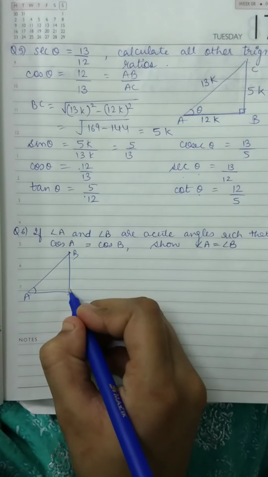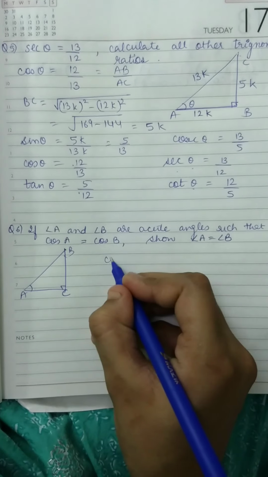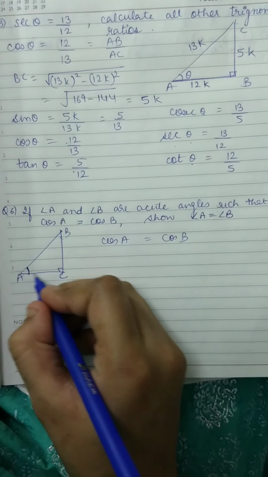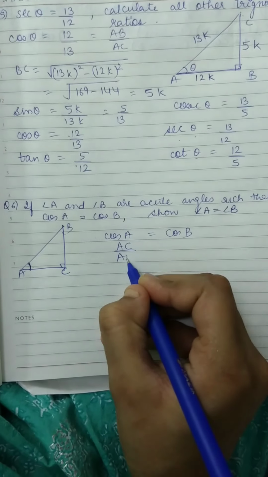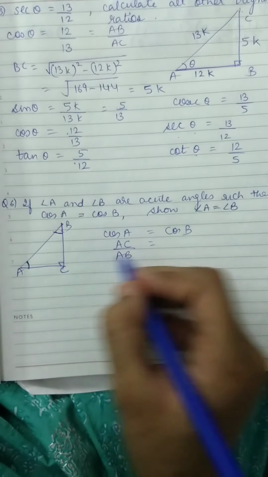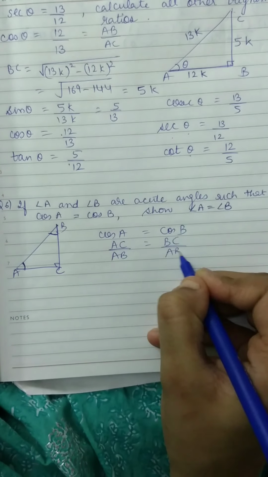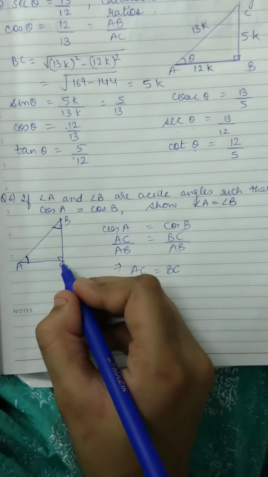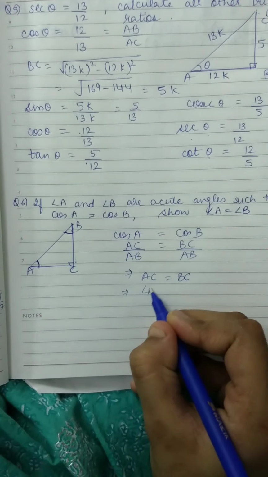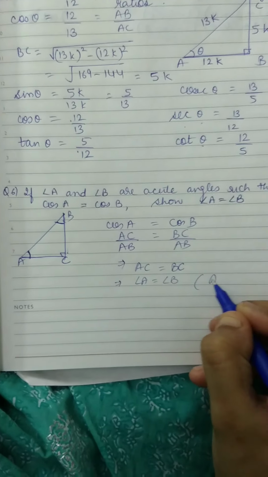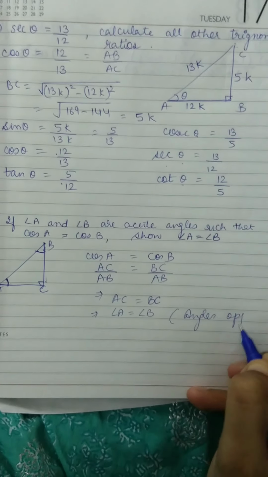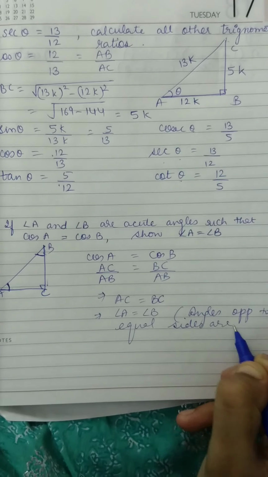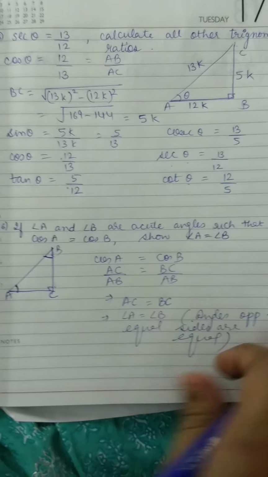A, B and C, we have been given such that cos A is equal to cos B. Cos A will be written as AC upon AB, and cos B can be written as BC upon AB. AB gets cancelled. This implies AC is equal to BC. Since AC is equal to BC, we can write angle A is equal to angle B, because angles opposite to equal sides are equal. Hence proved.